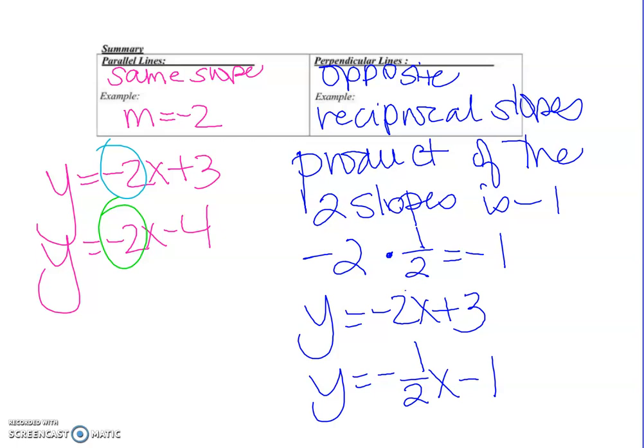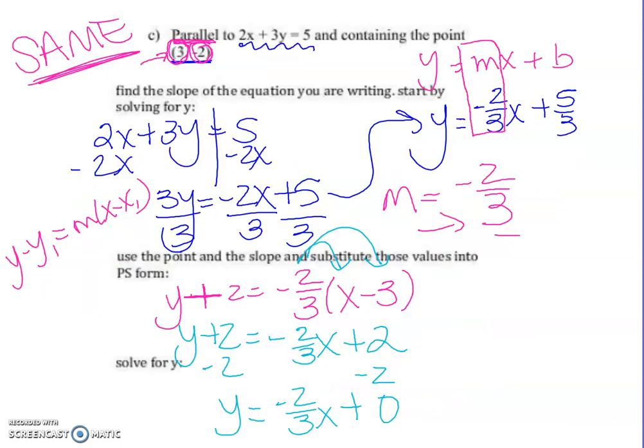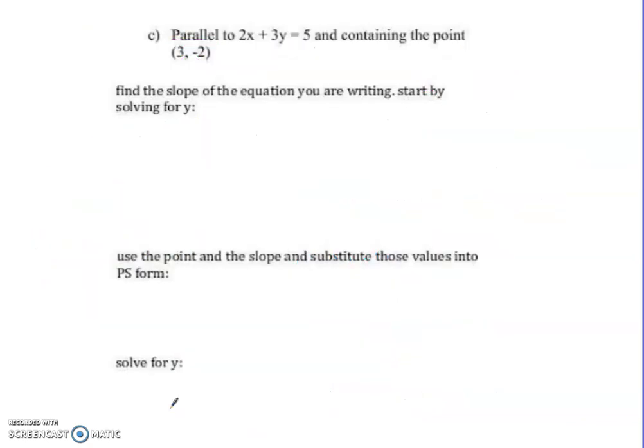And again, these are the opposite reciprocal slopes. And how this is going to look is you're going to be asked to write the equation of the line of a parallel or perpendicular line. This is actually the second time I've made this video. For some reason it didn't save before. So we're asked to write the equation of a line that's parallel to this line and contains this point.